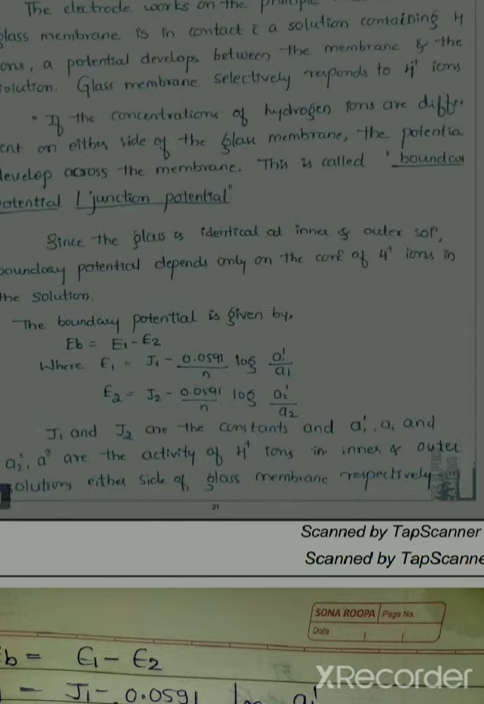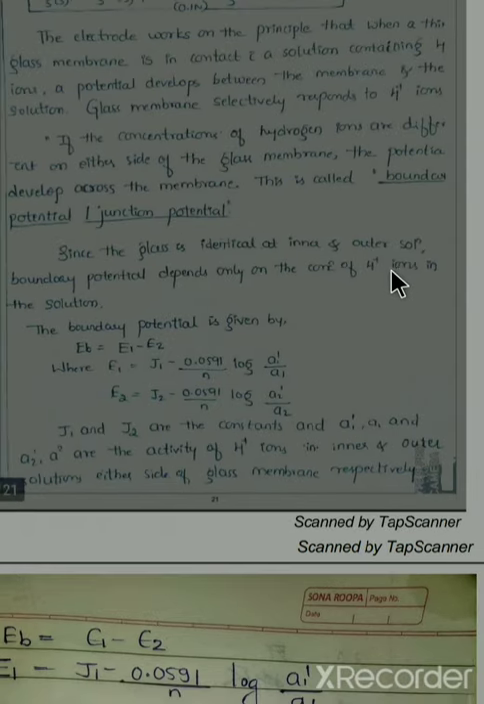Okay, so now you have to derive an expression for the boundary potential. Since, as we told, the glass is identical at the inner and outer solution, the boundary potential depends totally upon the concentration of H plus ions. Now, as I mentioned, boundary potential can be given by EB equal to E1 minus E2.